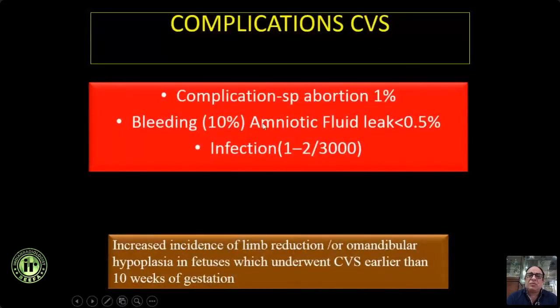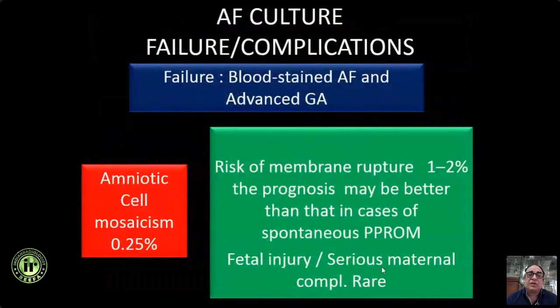Now, these are some of the rare complications. I've yet to see, maybe I've seen only one in the last 30 years, of a spontaneous abortion following a CVS, but theoretically, there's a 1% risk which has been reported. You may get a little bit of bleeding, a little bit of amniotic leak. And infection, of course, doesn't happen because we cover with antibiotics. There are no limb reduction defects or any other abnormalities that we see with CVS today, because most of these procedures are done after 10 weeks.